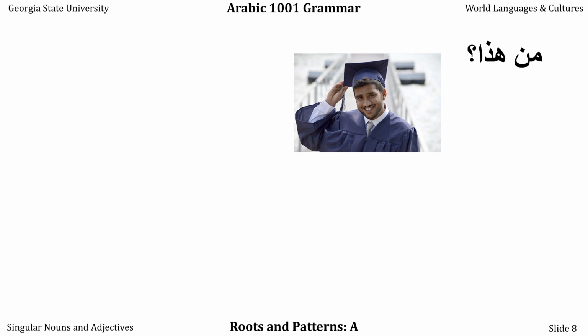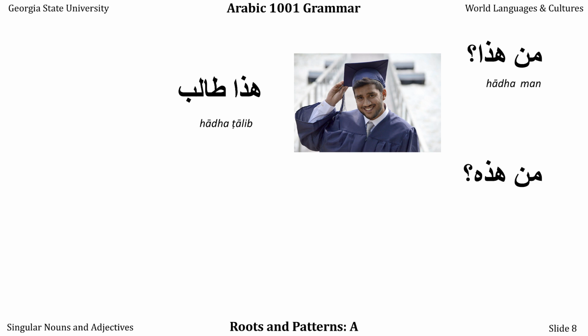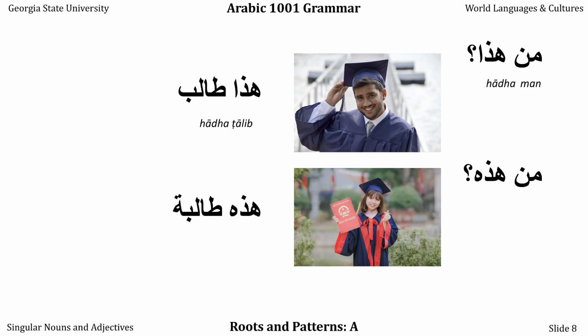We can ask, man hadha, who's this? And our answer is hadha talib. A talib is a student. Here's his feminine counterpart, the taliba, and both of them share the ta-lam ba root, which means to request. A student is a requester of knowledge.